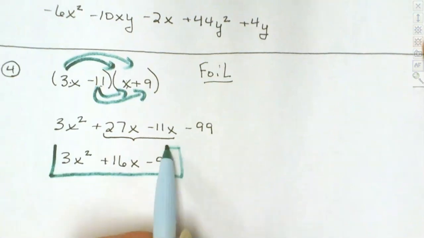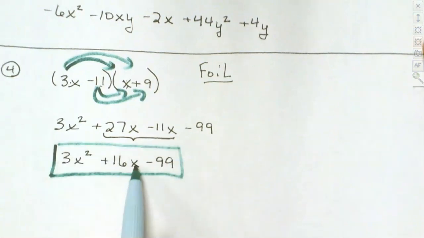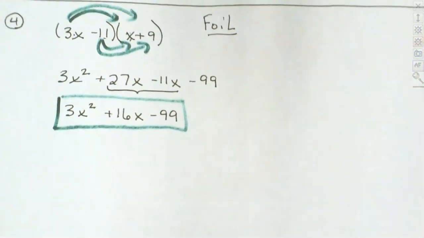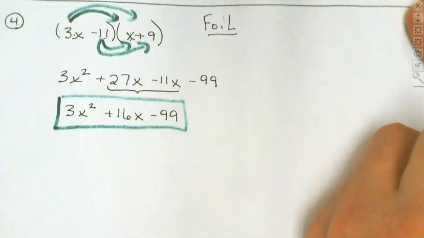Why can we not go any further? That's an x squared, so they cannot link together. They're separate, so you have to keep them separated out. So we used the FOIL method, and then we added the middles together because they were like terms.